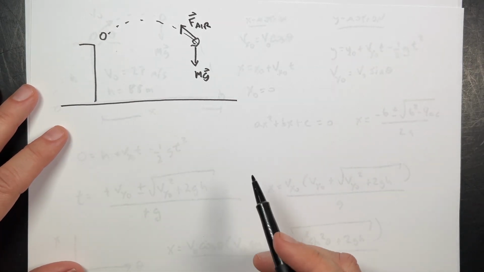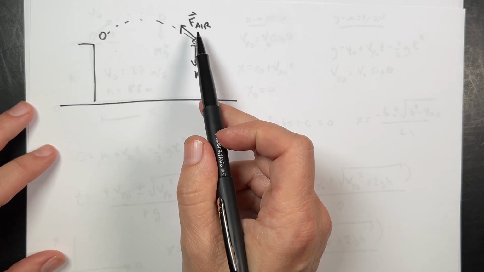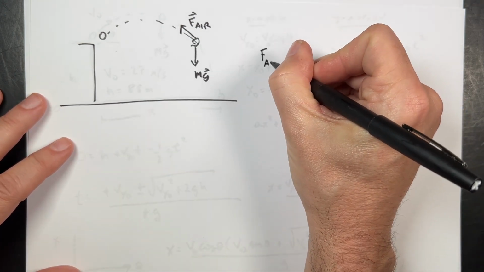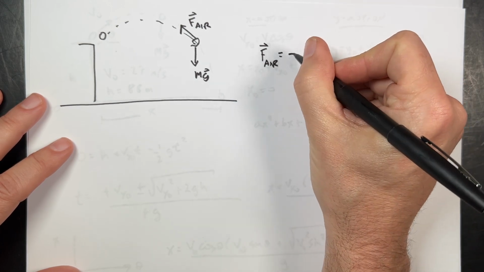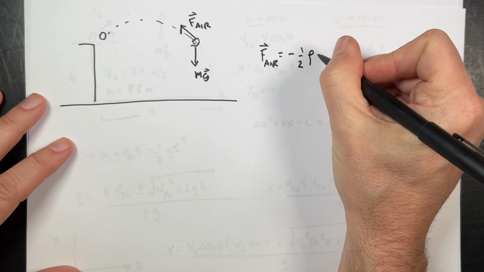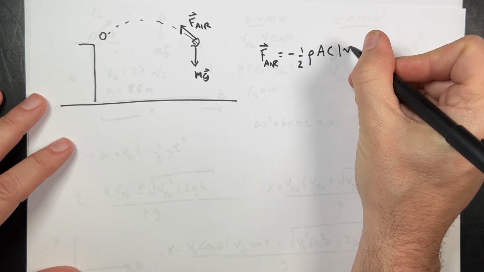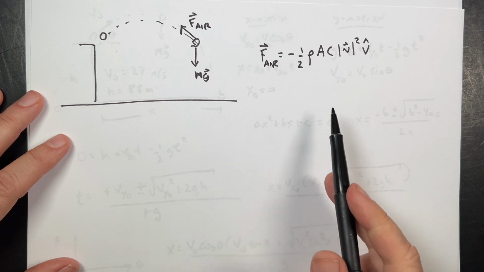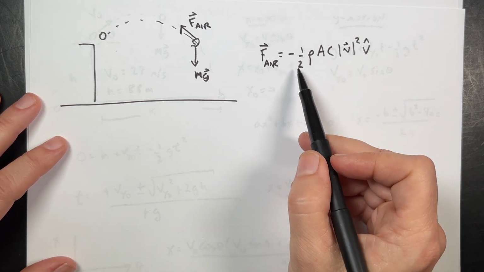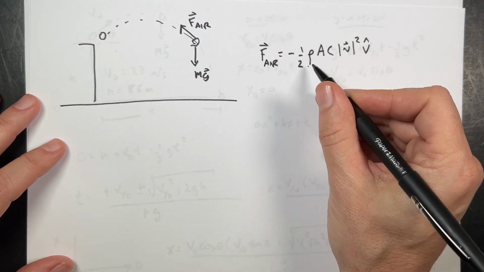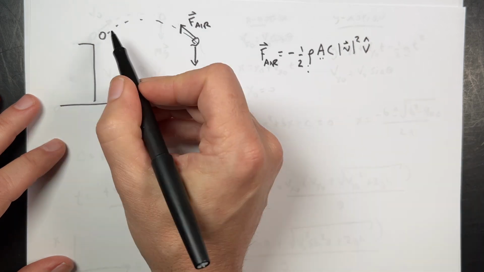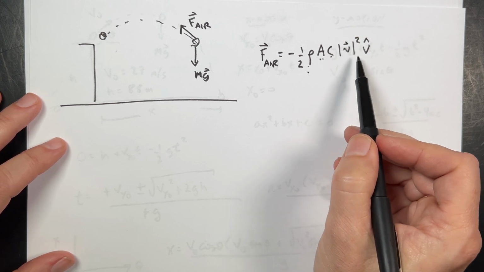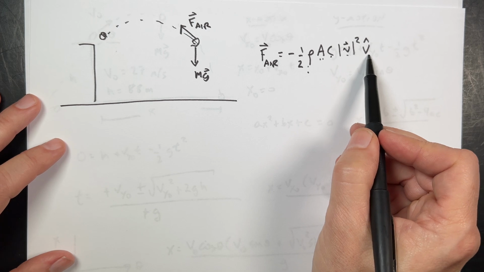This makes it very difficult to model because the air resistance depends on the speed of the ball. We can model the air resistance of a ball with the following. F air is negative 1/2 rho A C, magnitude of the velocity squared, times the velocity unit vector. So in this case, negative is negative and 1/2 is 1/2. Rho is the density of air. I'm not going to write it down. A is the cross-sectional area of the object. C is a drag coefficient that depends on the shape. That's the magnitude of the velocity, and that's a unit vector in the direction of the velocity.